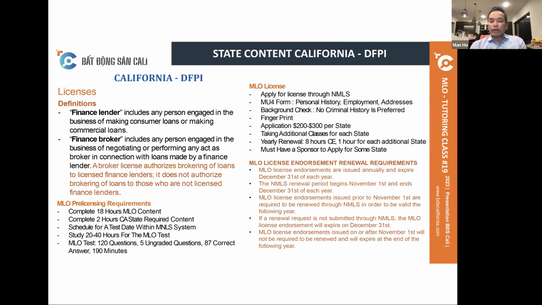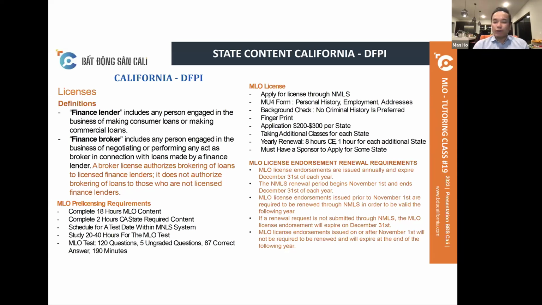The NMLS renewal period begins November 1st and ends December 31st, but you don't want to wait until the end. Let's say you submit your renewal application, you complete your 8 hours, and let's say 1 hour for the state, that's 9 hours, you complete it, and then you submit the renewal application. You pay a fee for that. It can take 2 to 3 weeks to get it done. So you don't want to wait until December 31st to renew your application. Try to renew it like a month before that, okay?